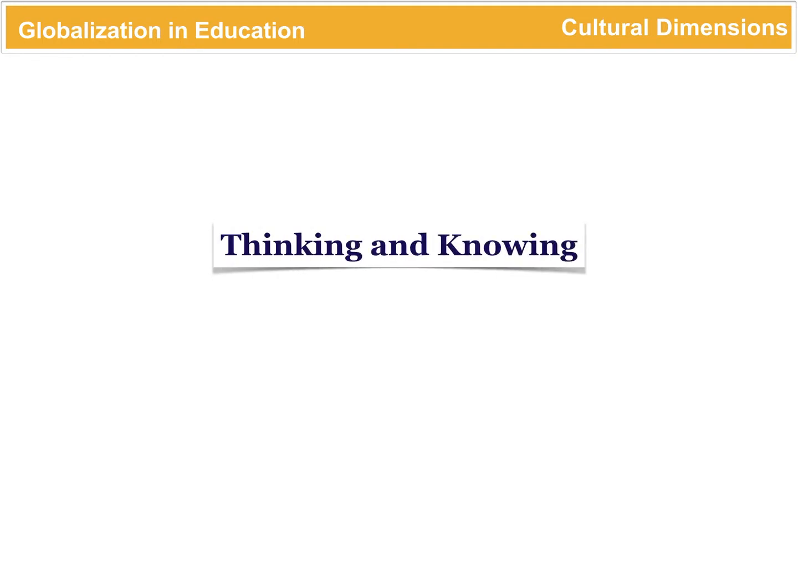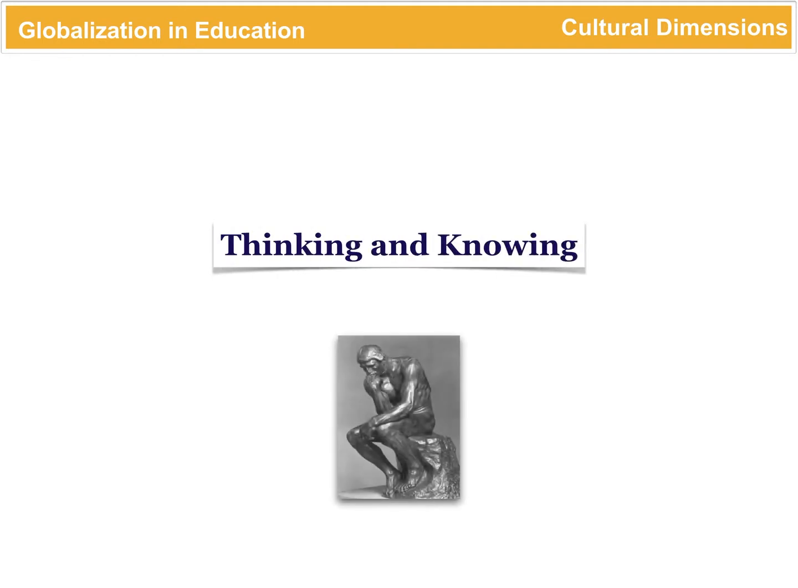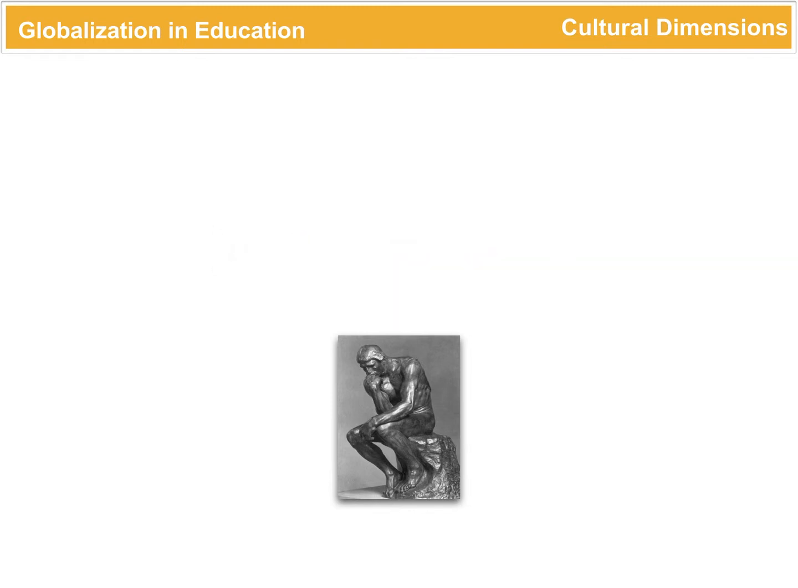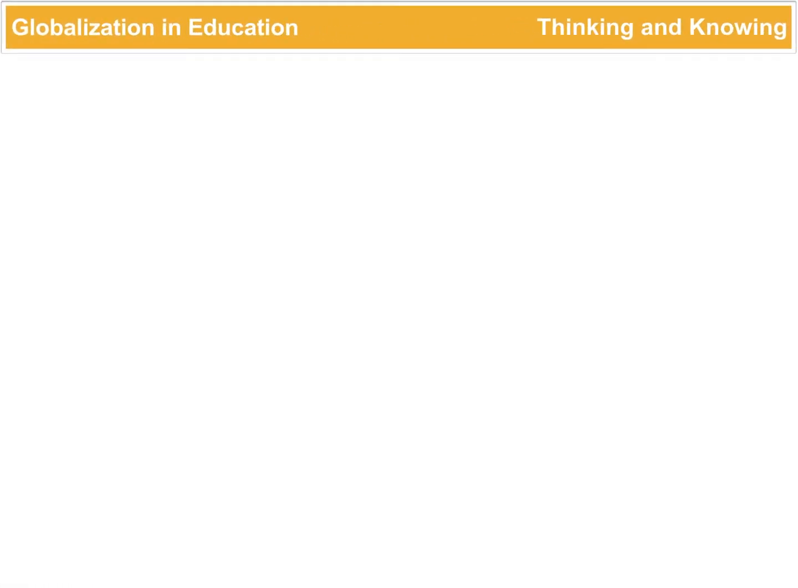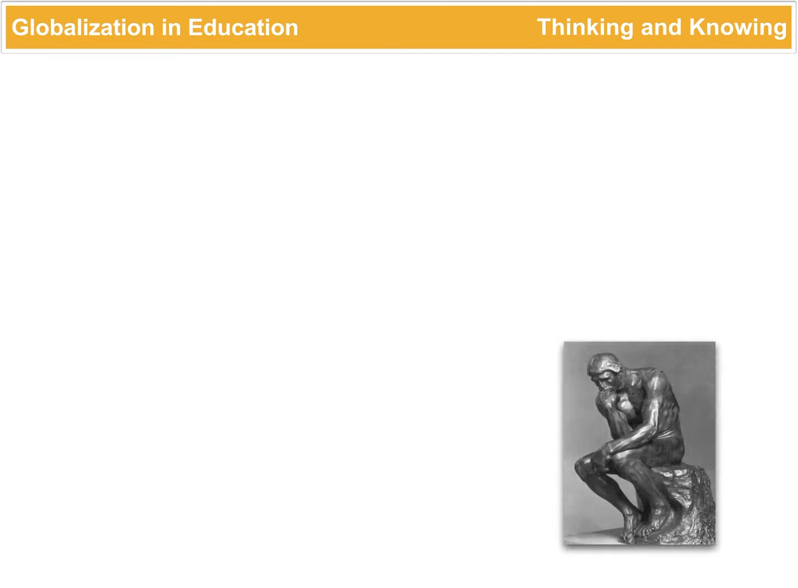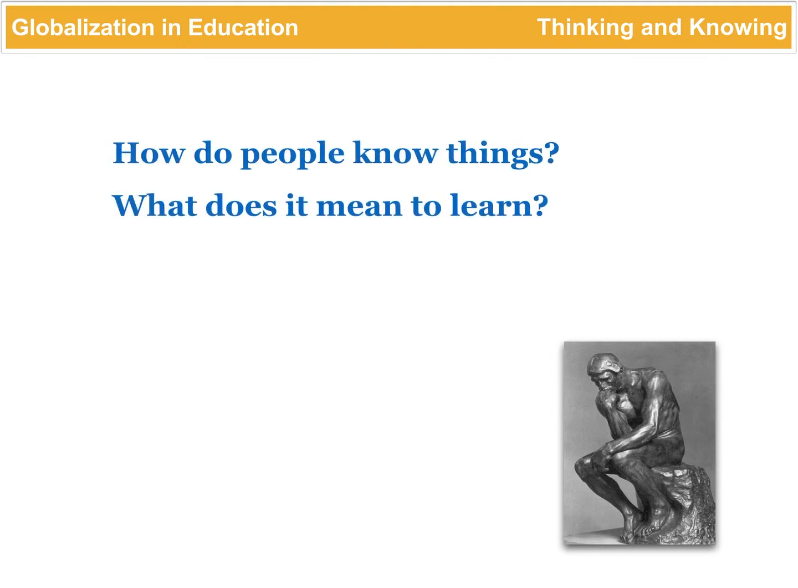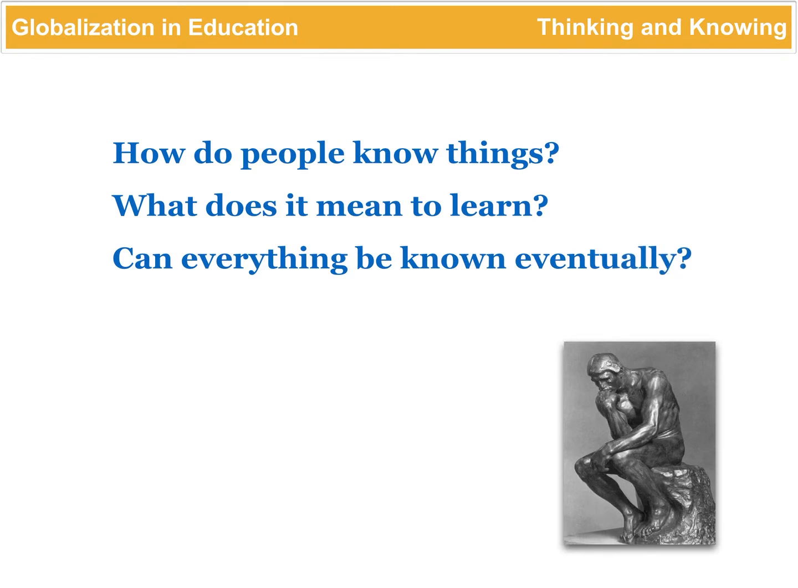We're going to focus on the thinking and knowing area of culture and the worldview, and how things are assimilated and processed in different cultures' worldviews and how thinking is determined. So we'll look at thinking and knowing. How do people know things? What does it mean to learn? Can everything be known eventually? And how do people reason?